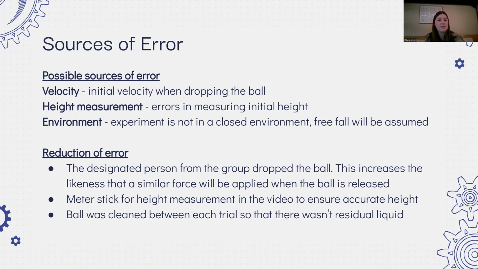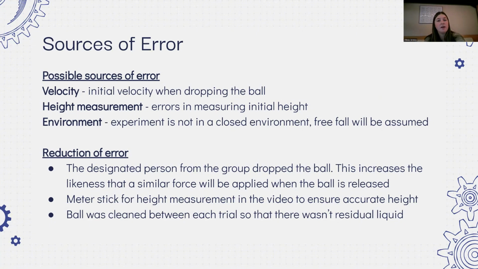So we can't control the initial velocity because we needed it to drop through the air before getting to the liquid. And then it's just human error for the initial height because we can't have it be perfect. And then our experiment was not done in a closed environment, so free fall will be assumed.